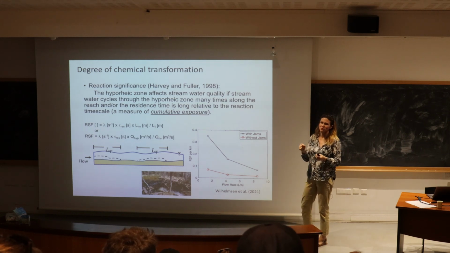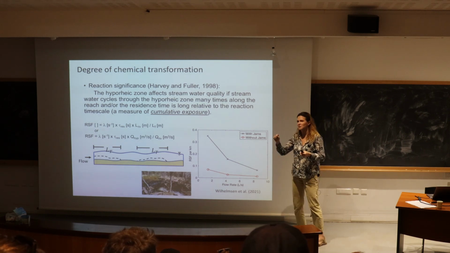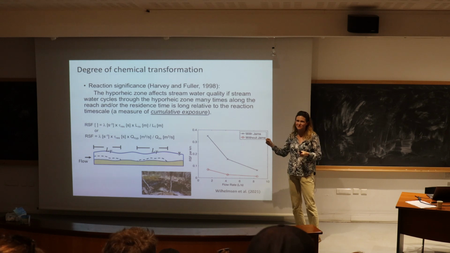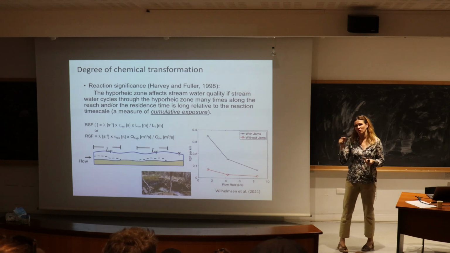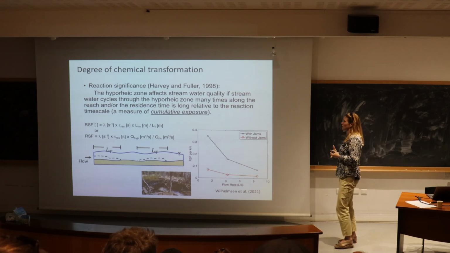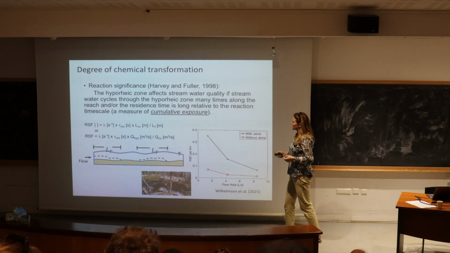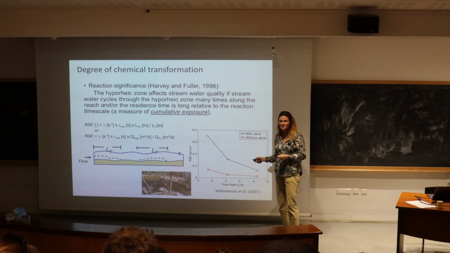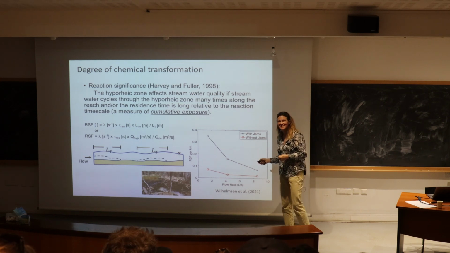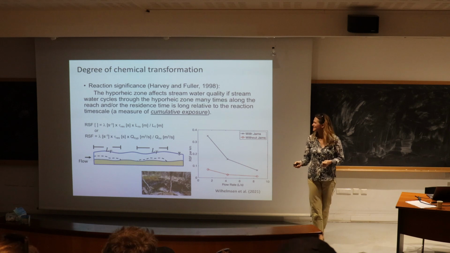And so you can get transformations if you jump through the hyporheic zone many, many, many times, even if you don't stick around as long. Or you can make fewer jumps but stick around there longer and achieve a greater degree of chemical transformation. Either way, this is the reaction significance factor. Does anyone see a number that's been a theme of the past week in this equation?